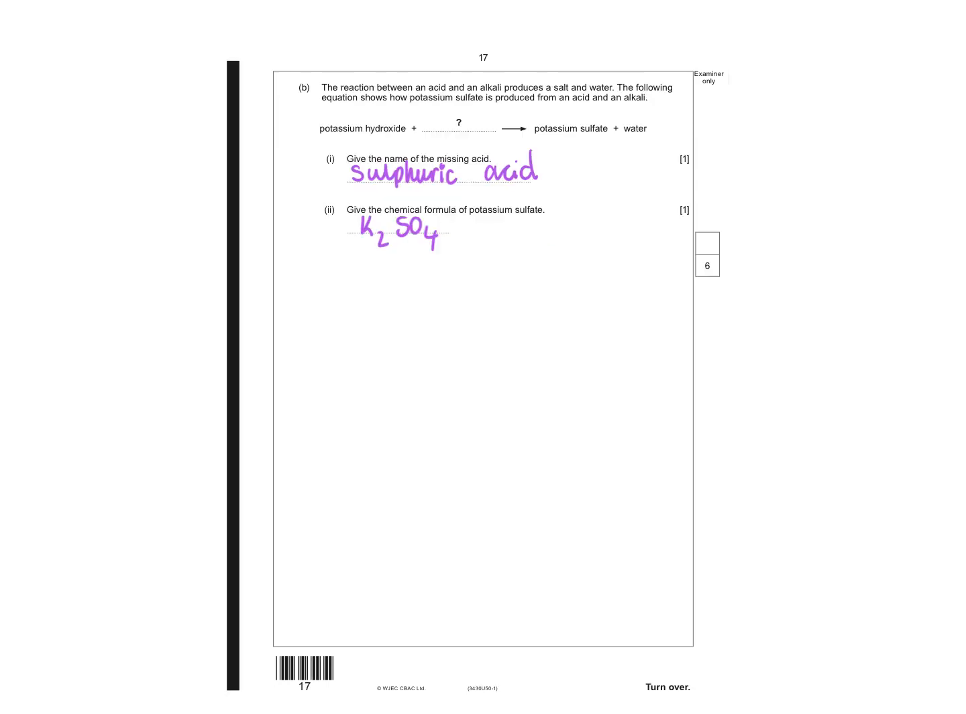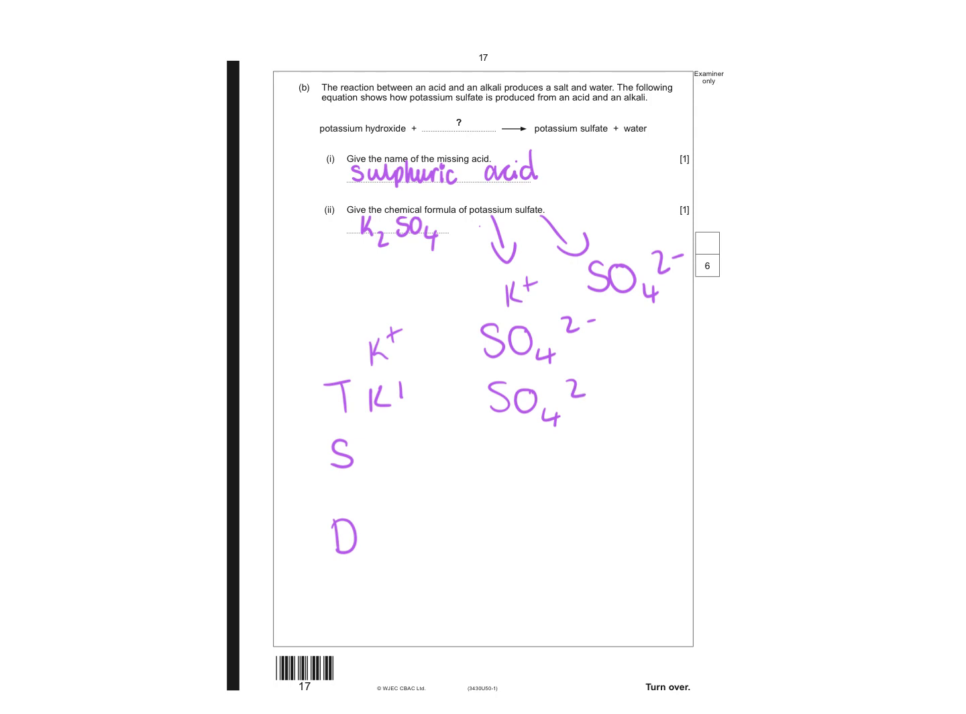The reaction between an acid and alkali produces salt and water. The following equation shows how potassium sulfate is produced from an acid and an alkali. So give the name. If it's sulfate, it's going to be sulfuric acid. And again, chemical formula. So it's K plus, sulfate is SO4 2 minus, so you can do top, swap, drop again. So K plus SO4, so K2 SO4. Remember that 4 just stays there, okay?